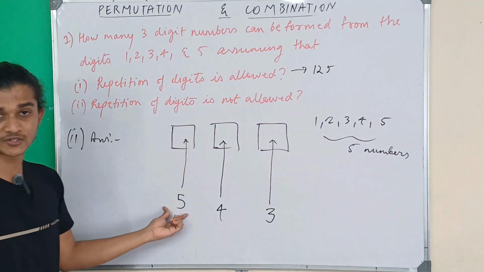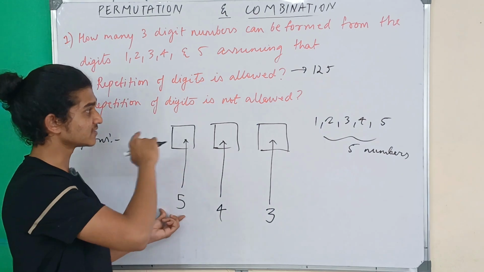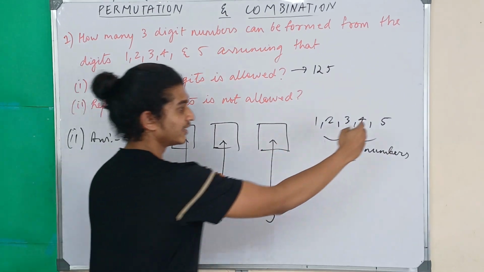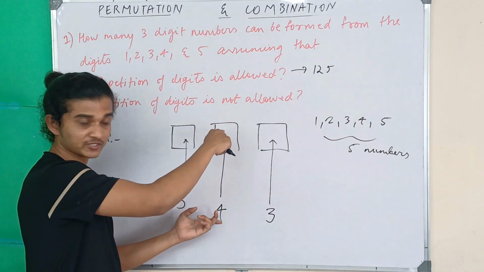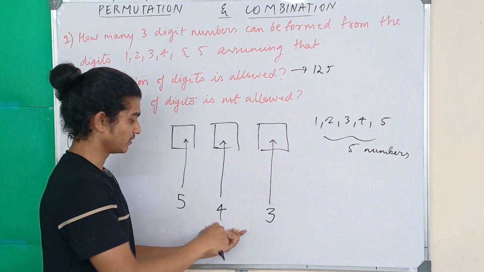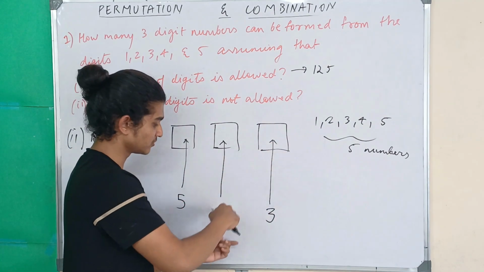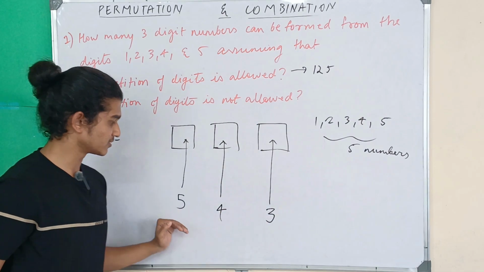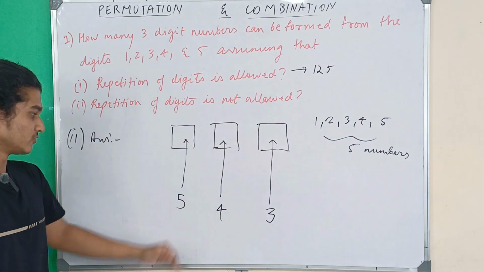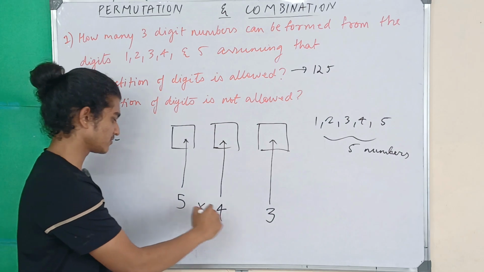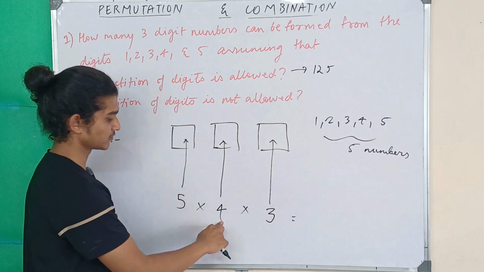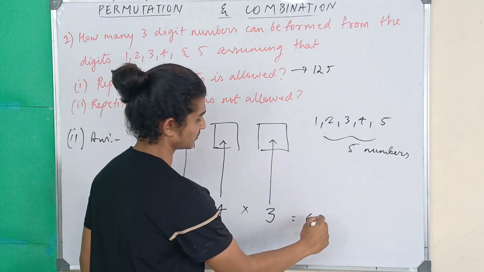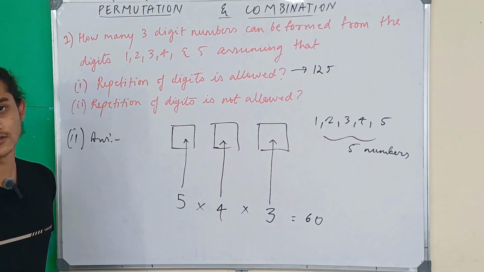So in the first box, you're going to put all the 5 numbers, and since repetition is not allowed, you're going to deduct one number. I'm going to substitute here, and in the next step, you have used 4 numbers, so you're going to deduct 1 from 4 and substitute here. So if you deduct 1 from 4, you get 3. So it's like a consecutively decreasing order. So the number of digits is just the multiplication of this. So 5 fours are 20, 20 threes are 60. So 60 numbers are possible if repetition is not allowed.